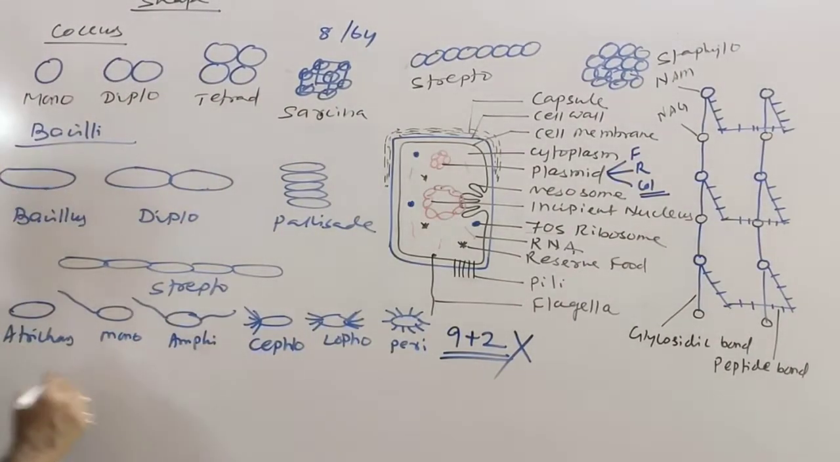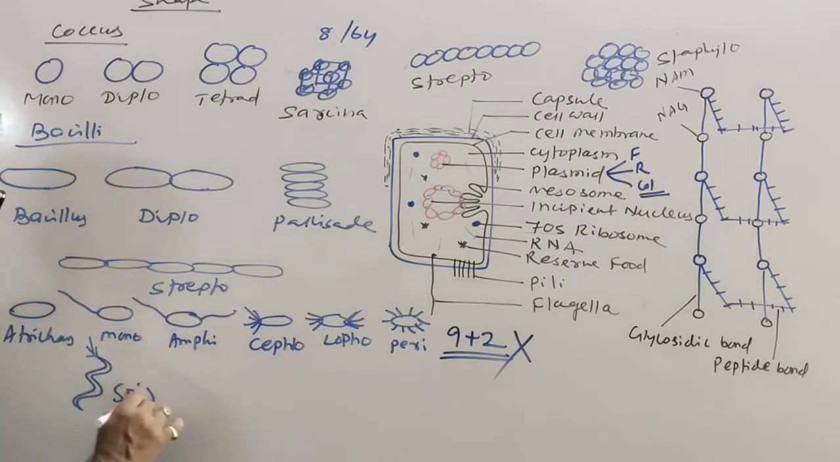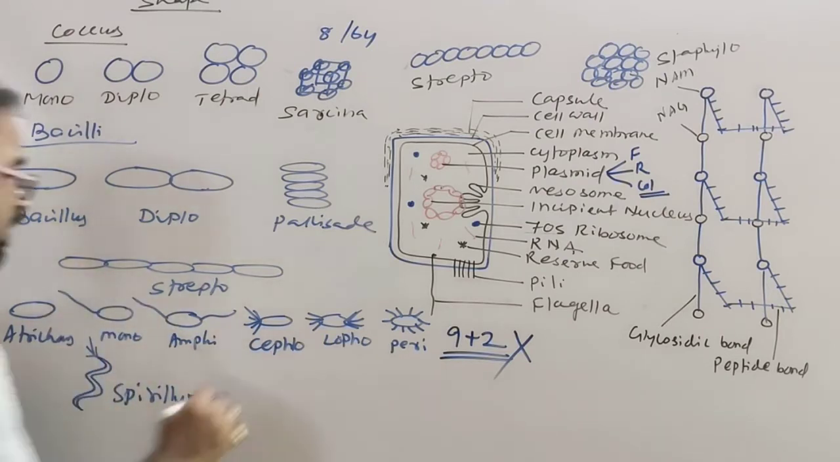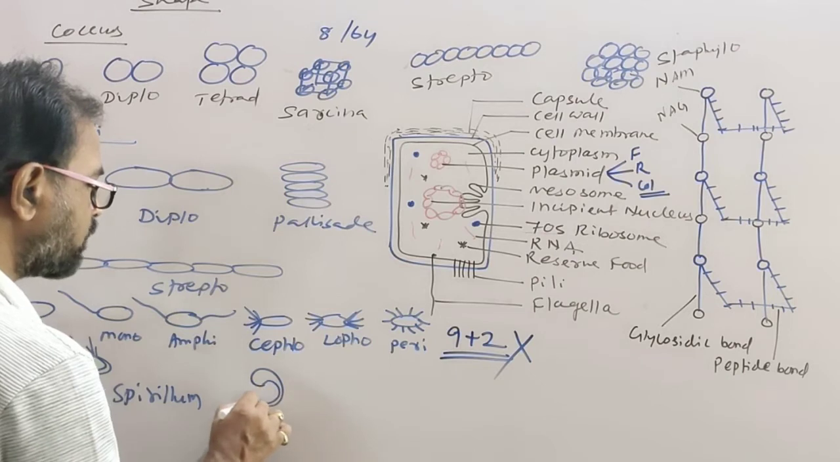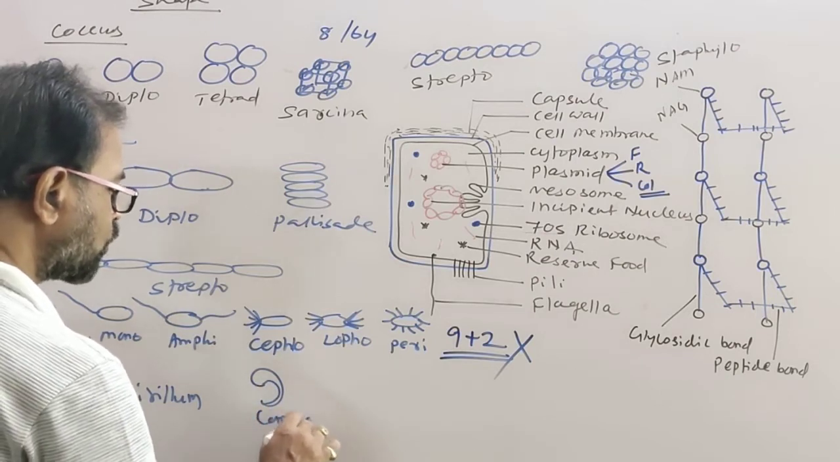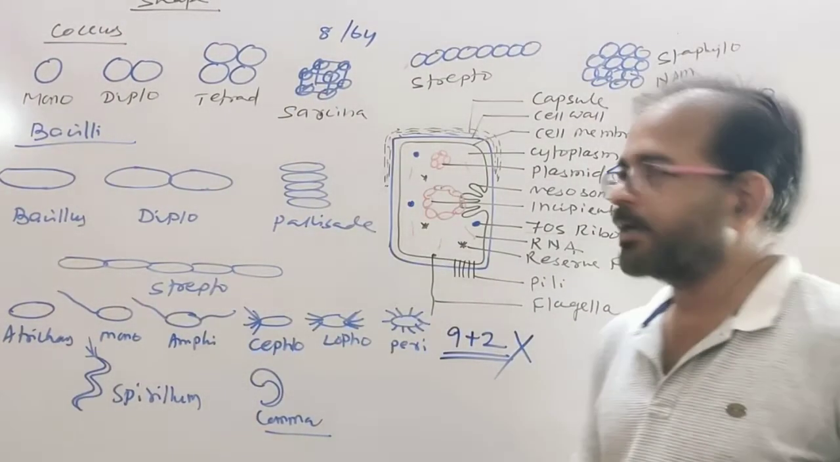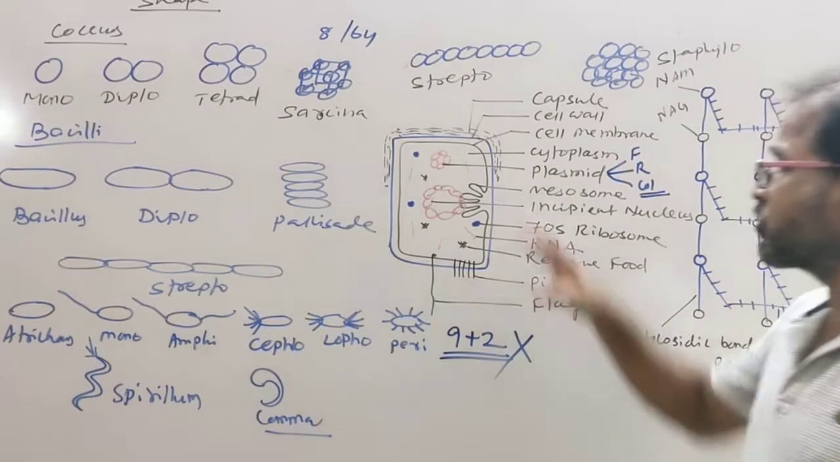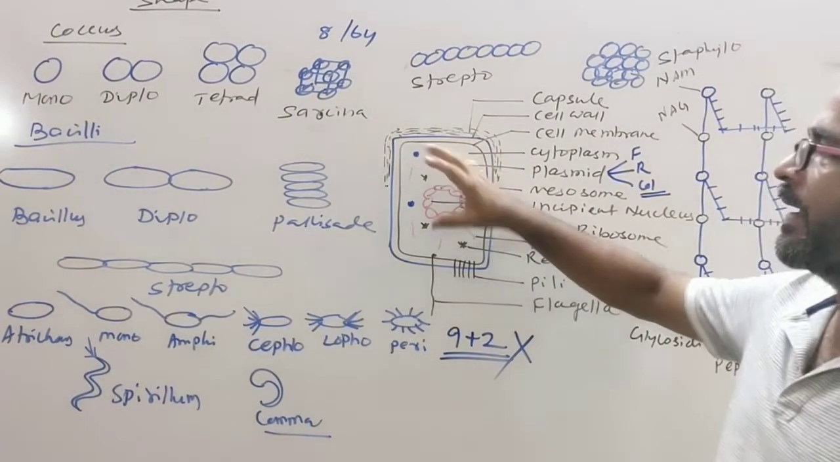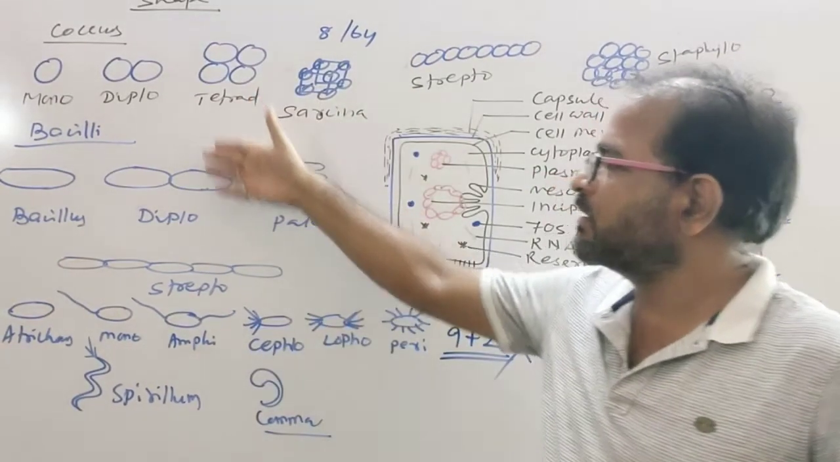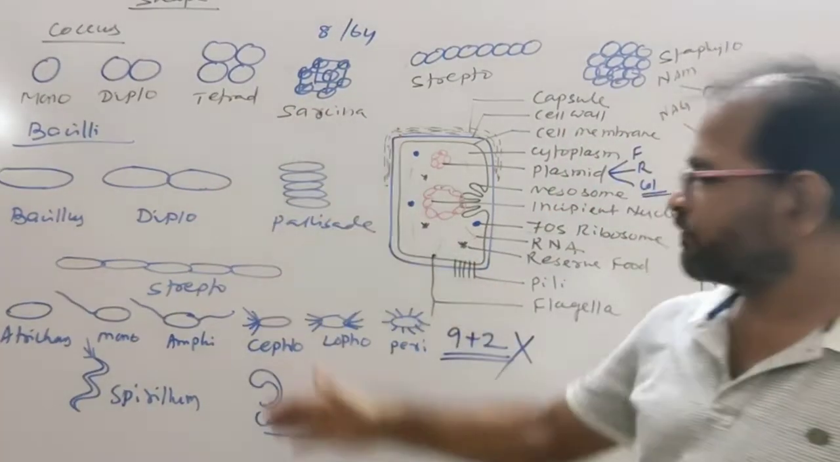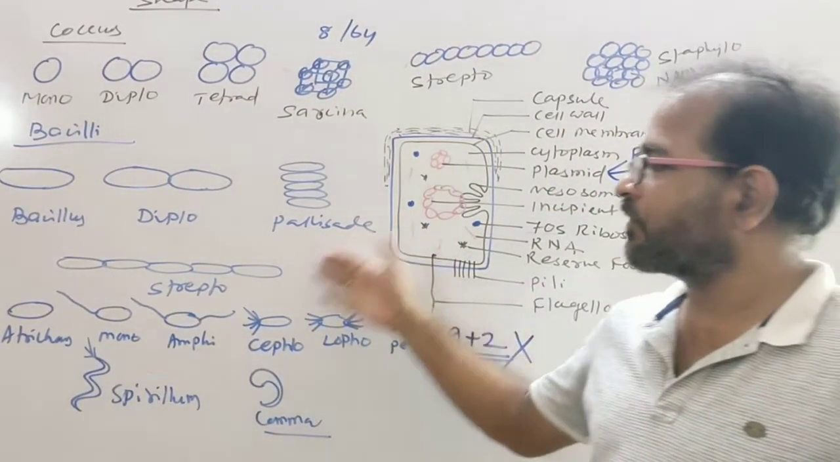Now, the next type is the spirillum. Generally, it is coiled like a screw. And the last one is the comma. An example is the vibrio comma. It is comma shaped. Clear? Structurally, it is a unicellular prokaryote. According to the cell shape, it may be coccus, bacilli, spirillum, or comma, and according to the presence of flagella, it is of different types.